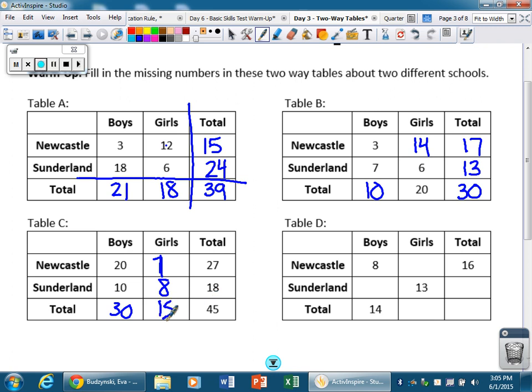Last one. The first one I see is, again, this column. 14 minus 8 is 6. I can't find this column yet, but I could do 16 minus 8 and get this number. I could do 6 plus 13 and get 19. 8 plus 13 and get 21.